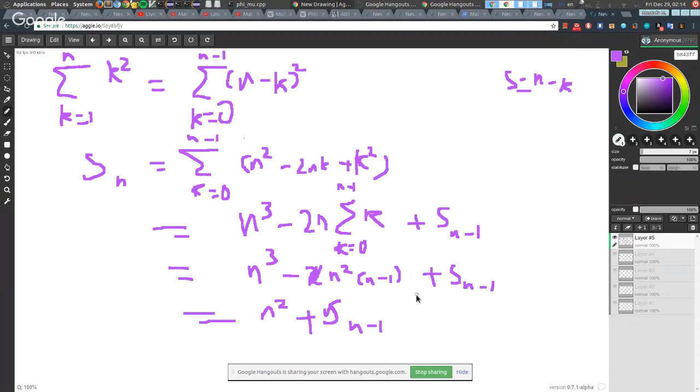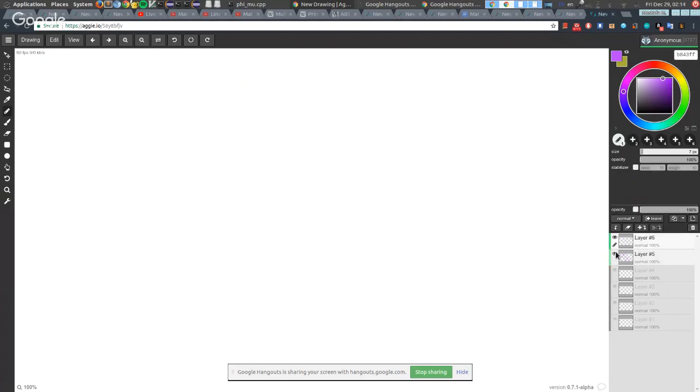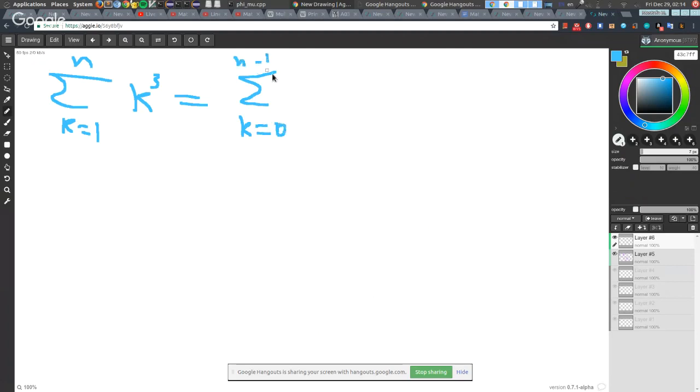So here we could try to find some idea which might be useful, using this expression. Let's see if we do the following. We take the sum of cubes for k equal 1, and we still use the same trick: k equals 0 to n minus 1 of n minus k, all cubed.